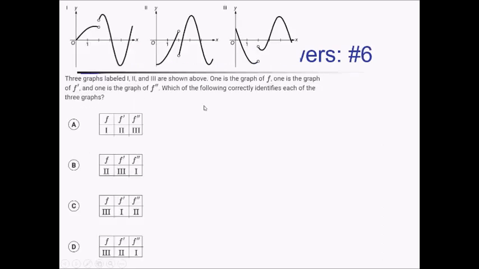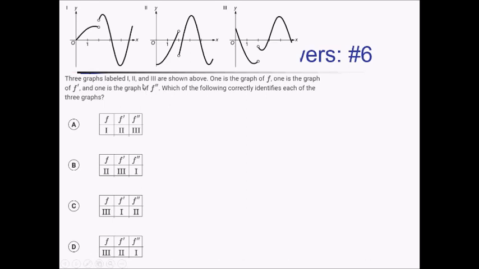For this problem, we have 3 graphs up here. One of them is the graph of a function, one's the graph of the function's derivative, and the other's the graph of the function's second derivative. We want to know which of the following identifies the 3 graphs. So probably the easiest way to do this is look for sign changes in one graph and see if you can find another graph where you have extrema at the same spots.